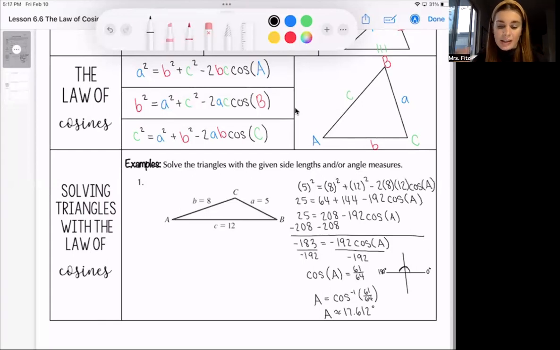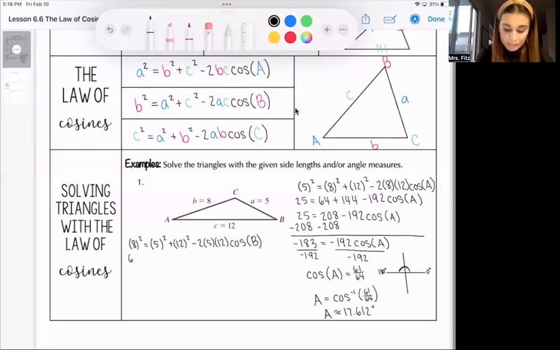So let's go ahead and use the second version of the formula. So we have B squared, 8 squared, equals A, which is 5 squared plus C squared, so 12 squared, minus 2 times 5 times 12 cosine of, and then this time we have B. We're going to just algebraically go through this and simplify. So 8 squared, we get 64 equals 25 plus 144 minus, let's see, 2 times 5 is 10, times 12 is 120, cosine of B.